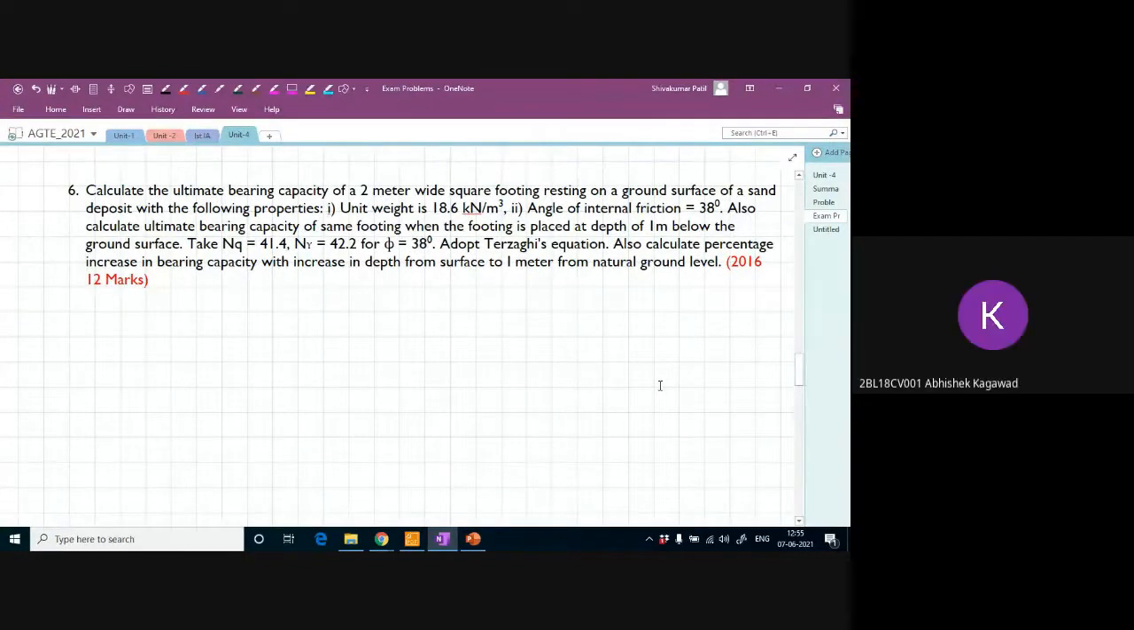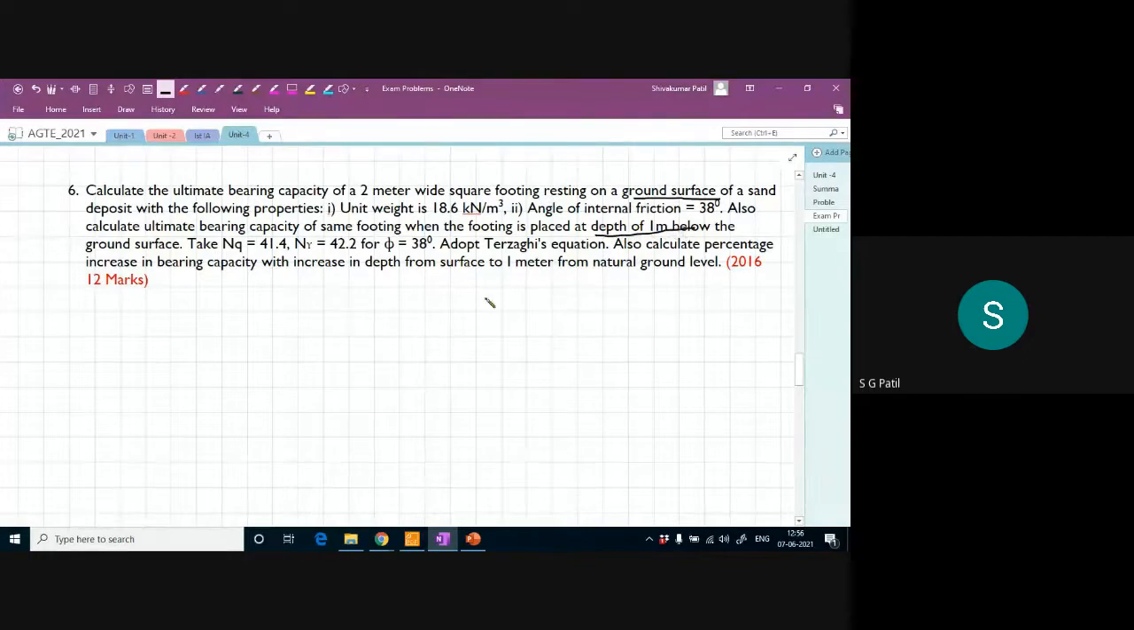Okay, so look at this problem. They are telling us to calculate the ultimate bearing capacity of a 2-meter wide square footing resting on the ground surface of a sand deposit with the following properties. What are those properties? Unit weight and angle of internal friction are given. Also calculate the ultimate bearing capacity of the same footing when the footing is placed at a depth of 1 meter.